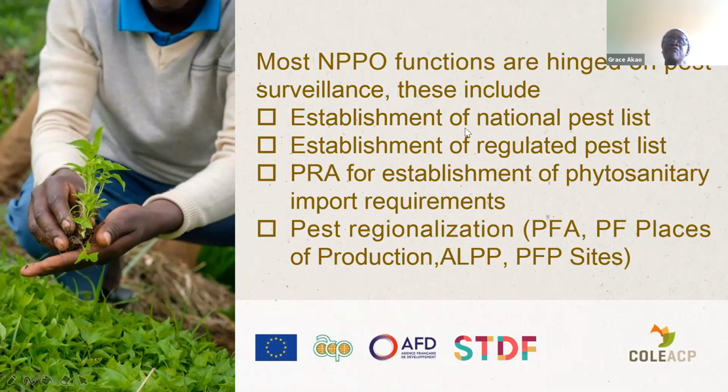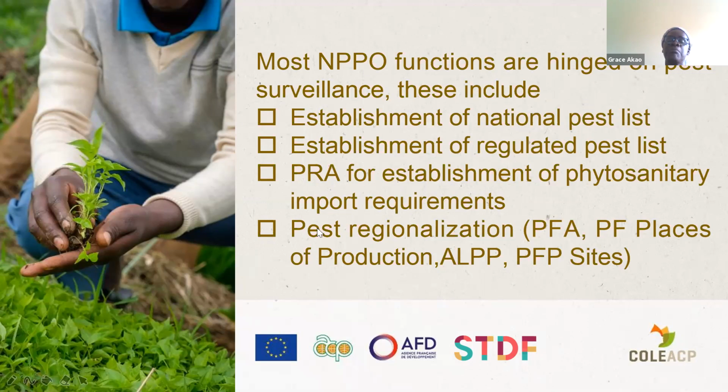Pest surveillance also will help you to do a PRA for establishment of phytosanitary requirements. When you are, let's say, exporting to a trading partner, they would require, first of all, your pest lists, so that they get to know the certain pests that you have. You are not introducing certain pests that you have that they themselves don't have. And therefore, this is key.